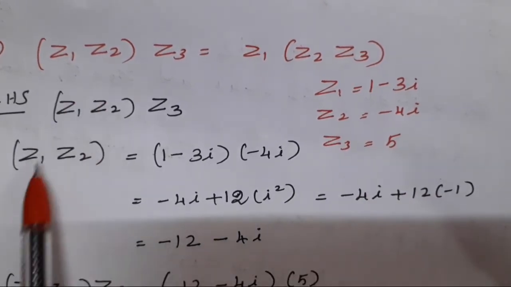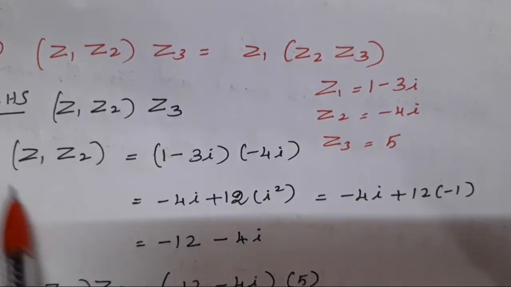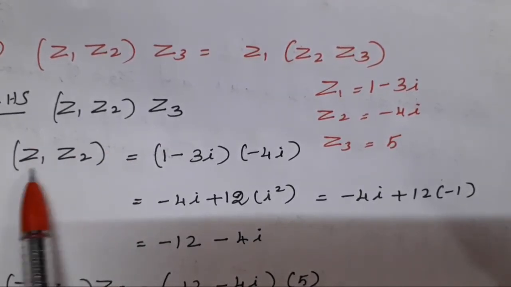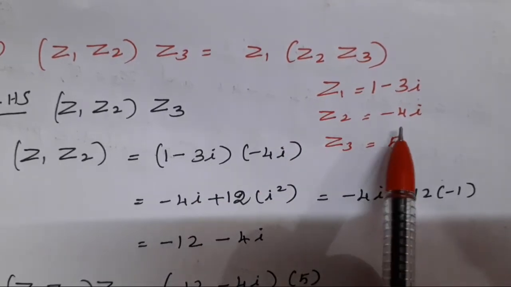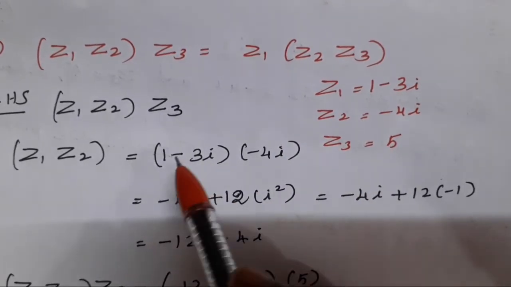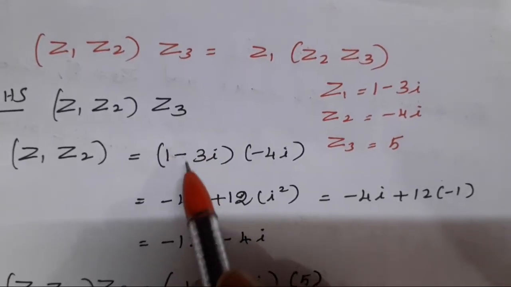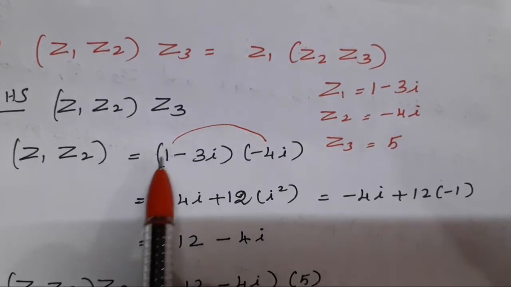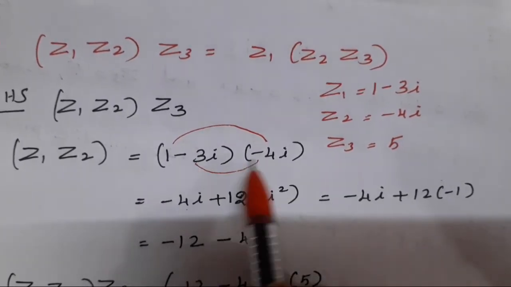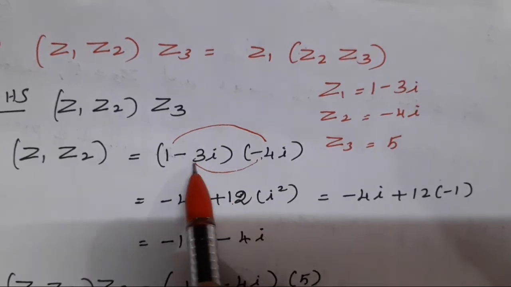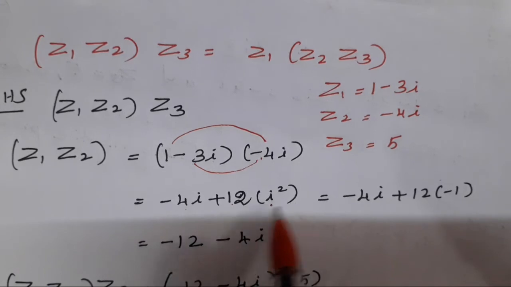So we take the LHS first. What is our LHS? (Z1 into Z2) into Z3. First always find the bracket value. Z1 into Z2. Z1 is 1 minus 3i. What is our Z2? Minus 4i. Multiplication means ordinary bracket algebraic multiplication. 1 into minus 4i is minus 4i. Minus 3 into minus 4 is plus 12. i into i is i square. This is a very important step.